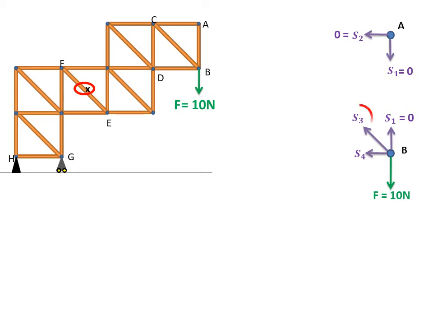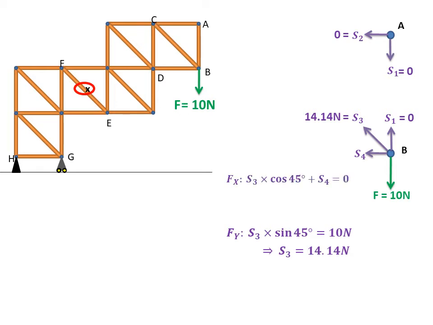First, we need to resolve S3 into horizontal and vertical forces. That is, S3 times cosine 45 degree and S3 times sine 45 degree. In the vertical direction, S3 times sine 45 degree has to equal 10 Newton. That means S3 is 14.14 Newton. In the horizontal direction, S3 times cosine 45 degree plus S4 has to become 0. Then, we have S4 is 10 Newton. But it is pointing to right.